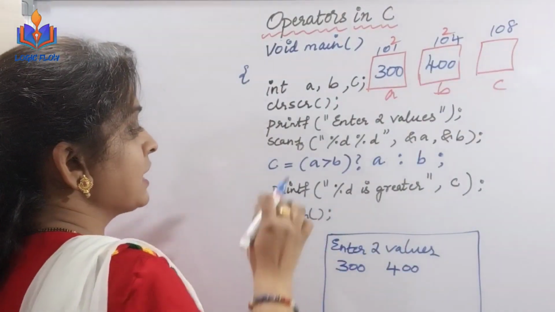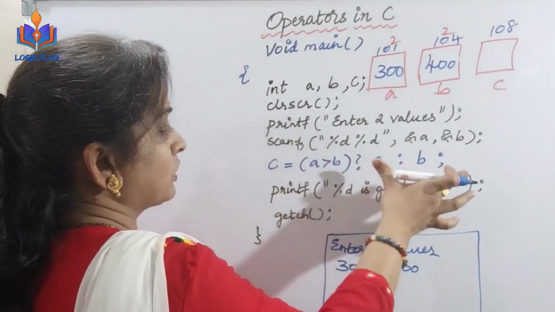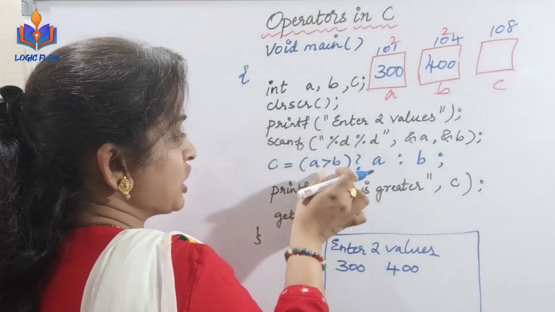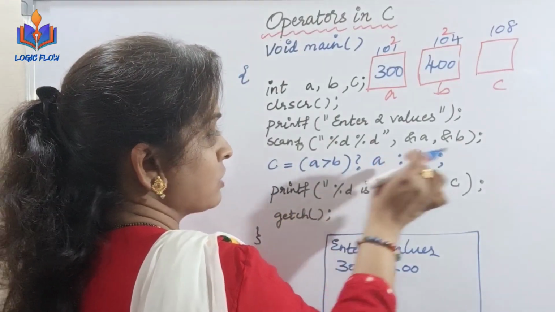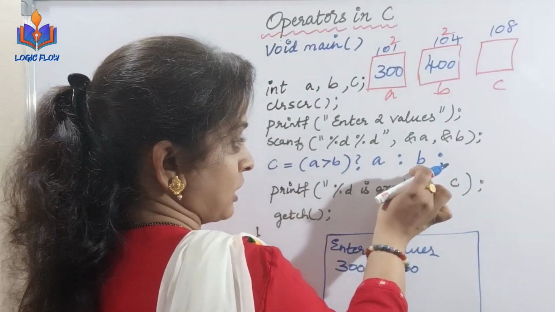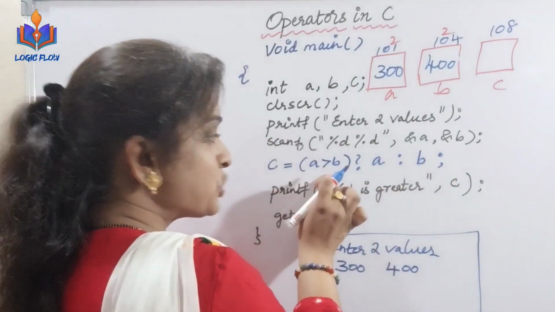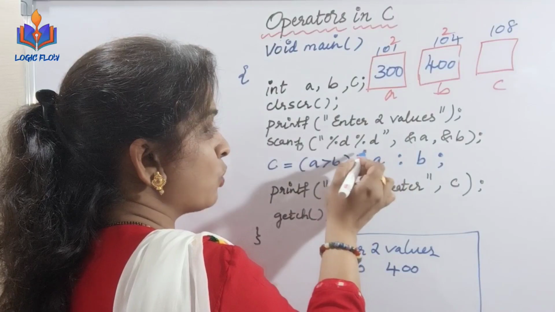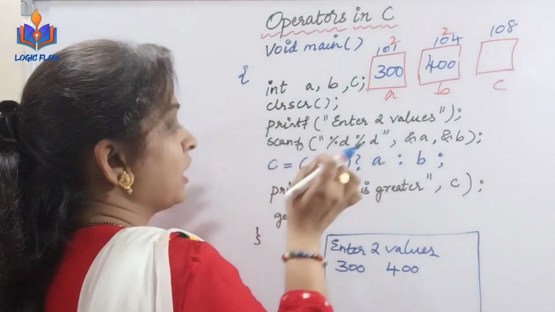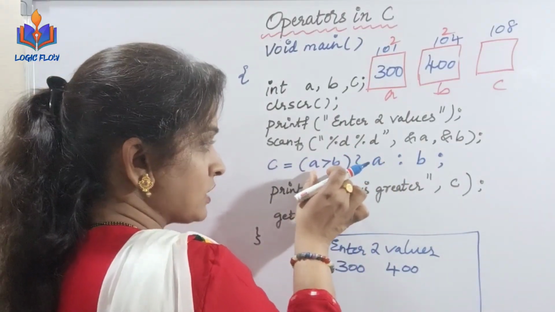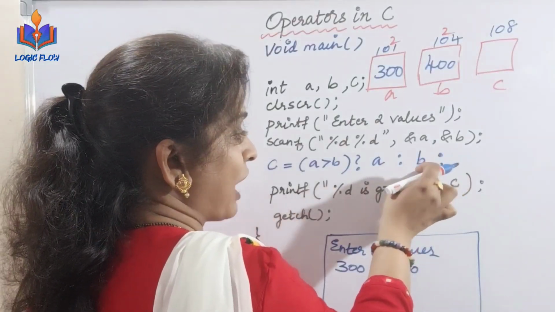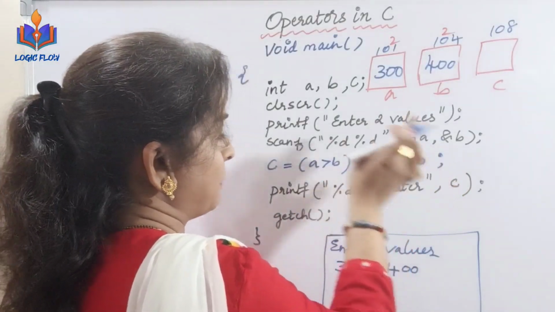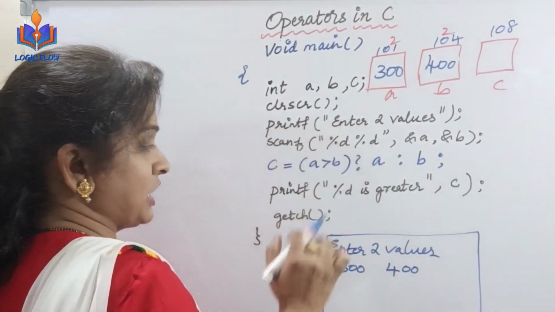Then I say c equal to, this is the complete ternary operation: condition, operand 1, the true statement, operand 3, the false statement. If the condition evaluates as true, this true statement value gets stored to c. If the condition evaluates as false, the false block statement gets executed and the value that I have in this variable will be transferred to c. So let us see now.